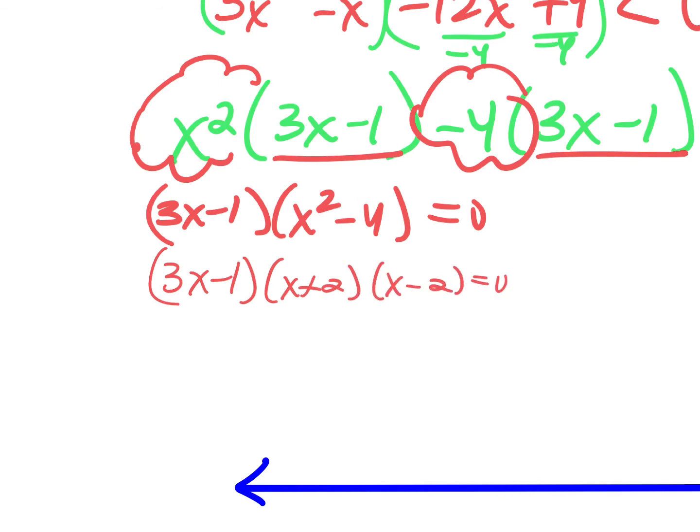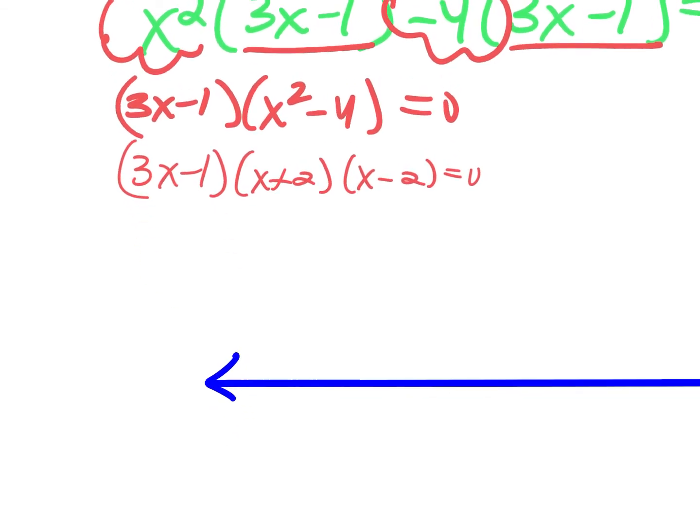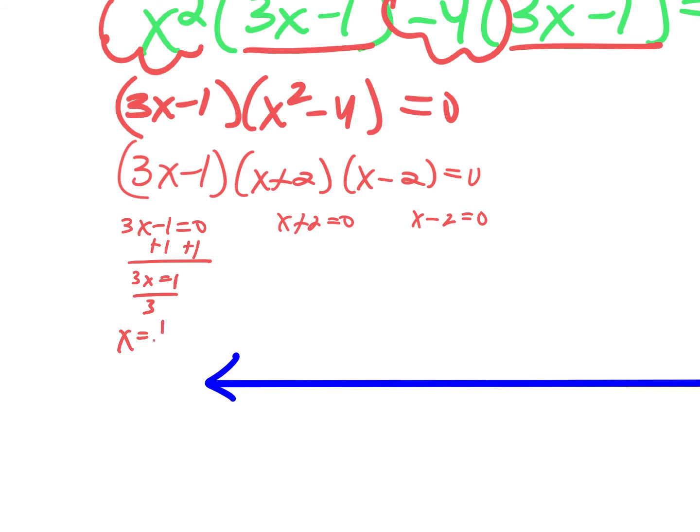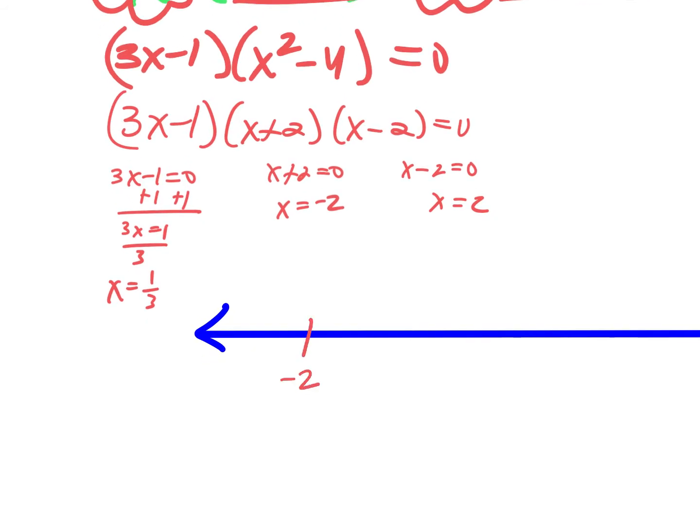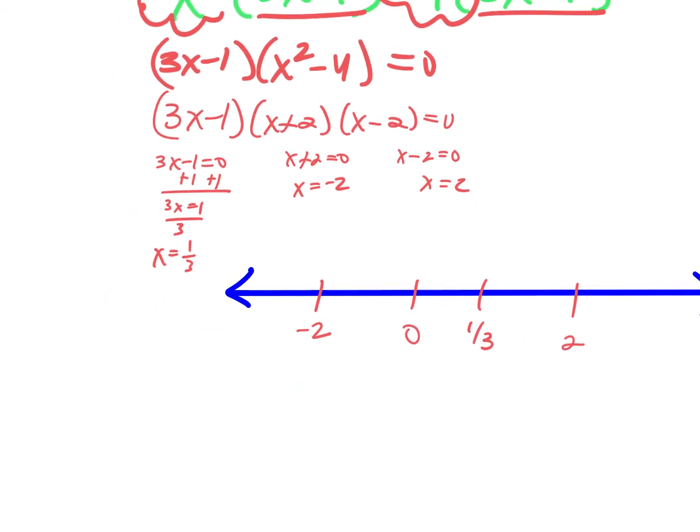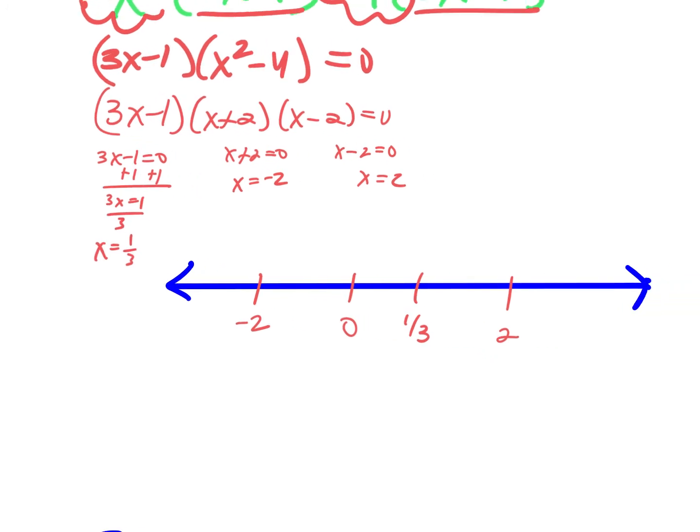So how many different points am I going to have on this graph? 3. I'm going to say 3x minus 1 equals 0, x plus 2 equals 0, and x minus 2 equals 0. So we add 1 to both sides. 3x equals 1, divide by 3. I have a point at x equals 1/3. Here I'm at negative 2, and here I'm at positive 2. So I have negative 2, 1/3, and 2. What kind of dots do I have at all those spots? I have all open, right?